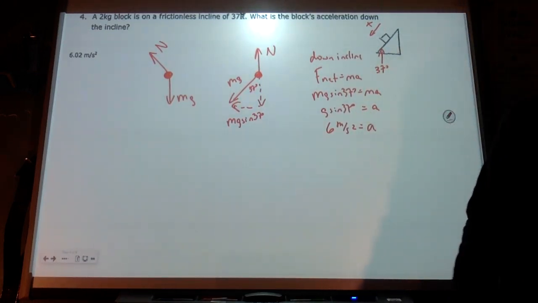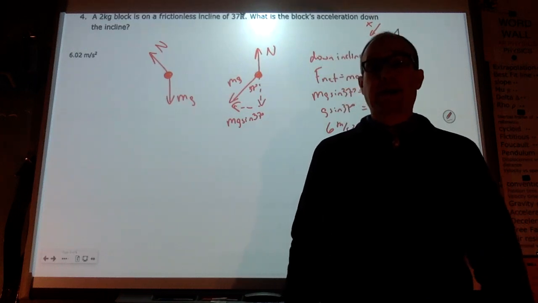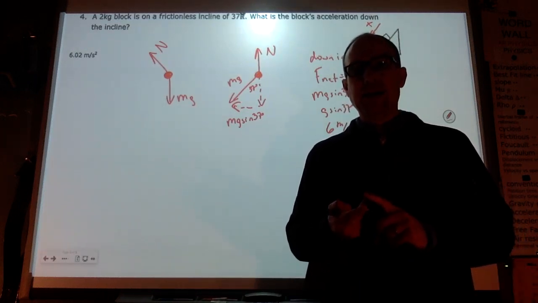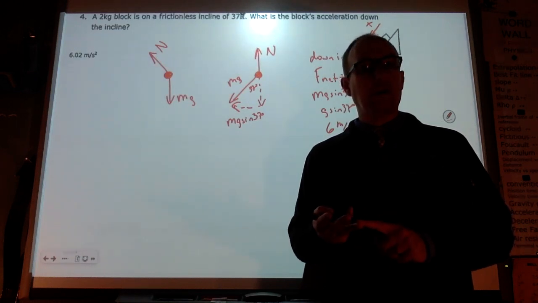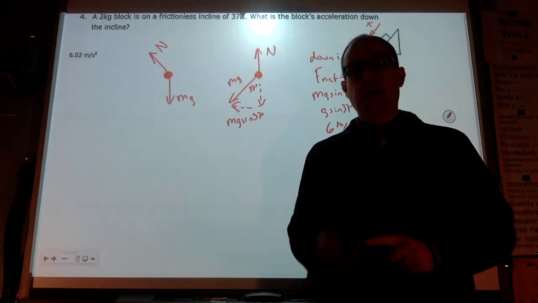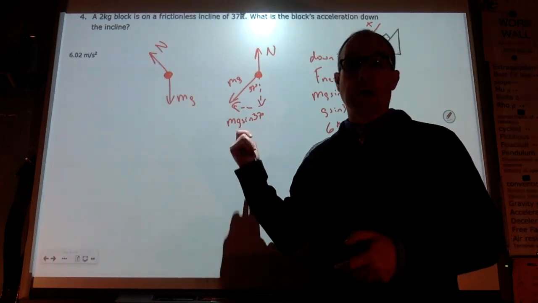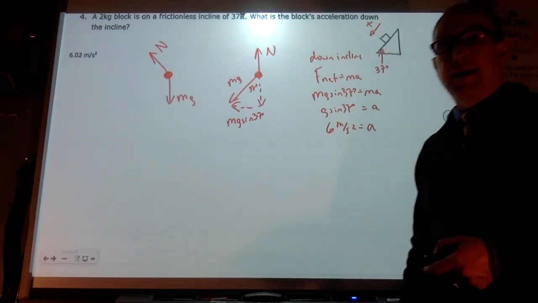We did this in the lab, obviously not at a 37 degree angle, because 6 meters per second squared is a ton, but we did, I think, 2, 3, and 4 degrees on an incline. And then we timed it and we checked the acceleration that we saw for kinematics with what it should have been based on our F net equals MA.